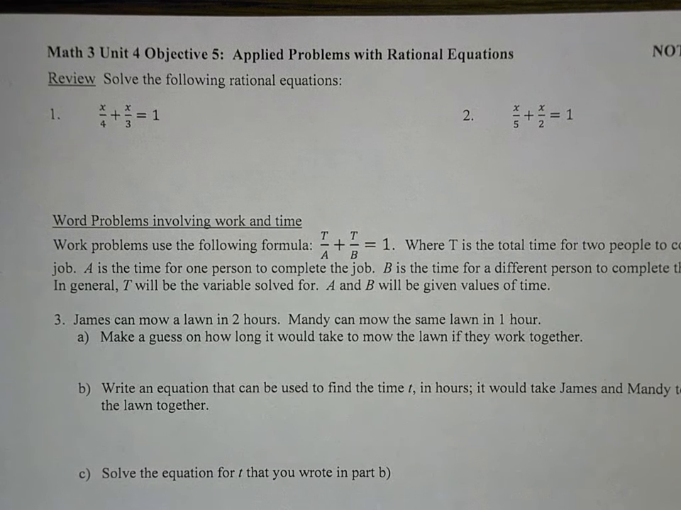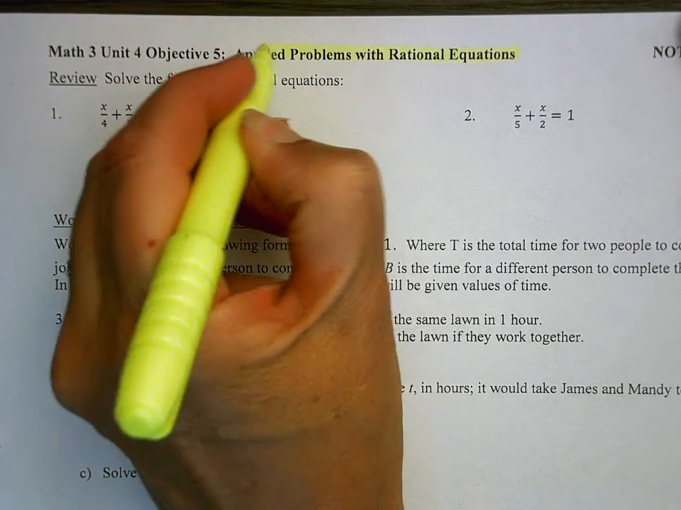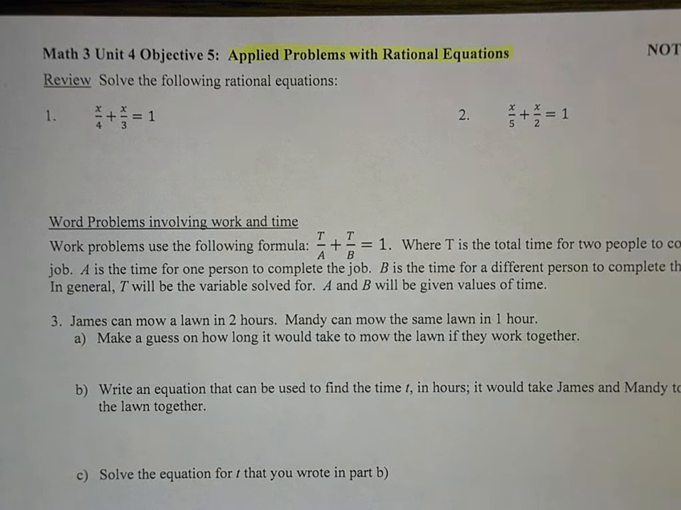Okay, so this is a Math 3 Unit 4, Objective 5 lesson. This is the last lesson of the unit, and we're going to be looking at applied problems, and we'll be working with solving rational equations. If you struggled with that on the previous lesson, this will just be a refresher. But the nice thing is that solving these rational equations is a lot simpler. The steps are exactly the same, but the solving will be a lot easier, and you'll see that.